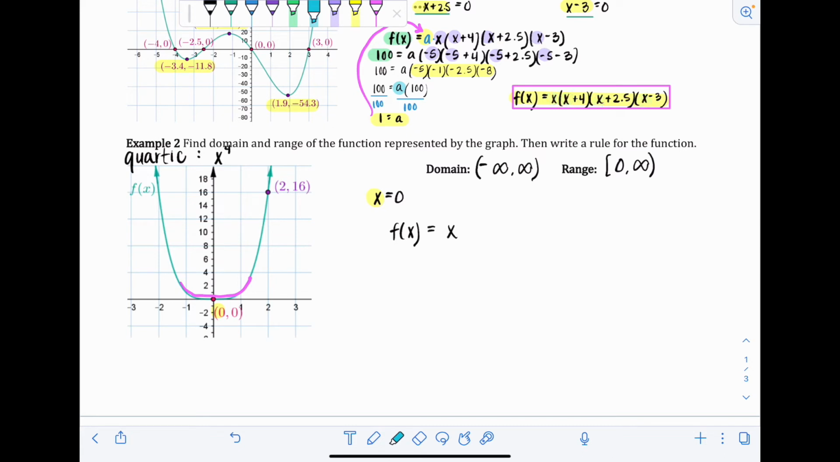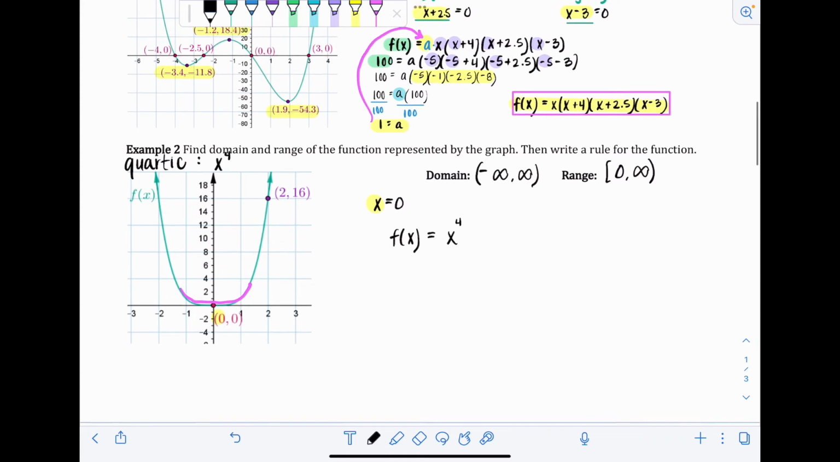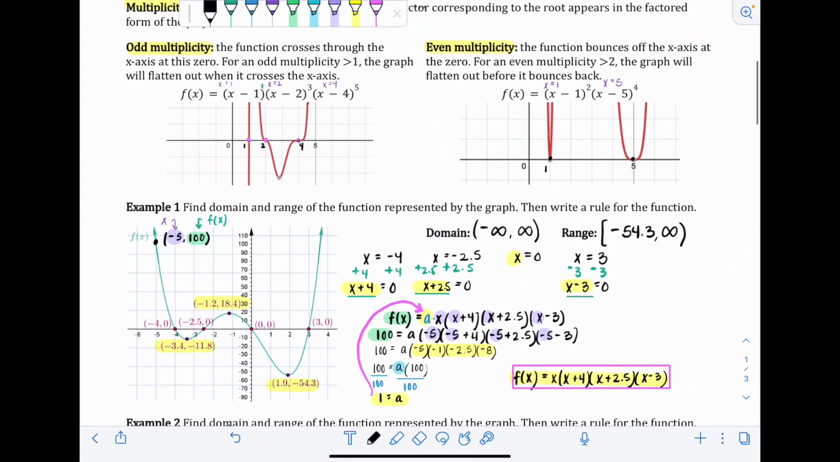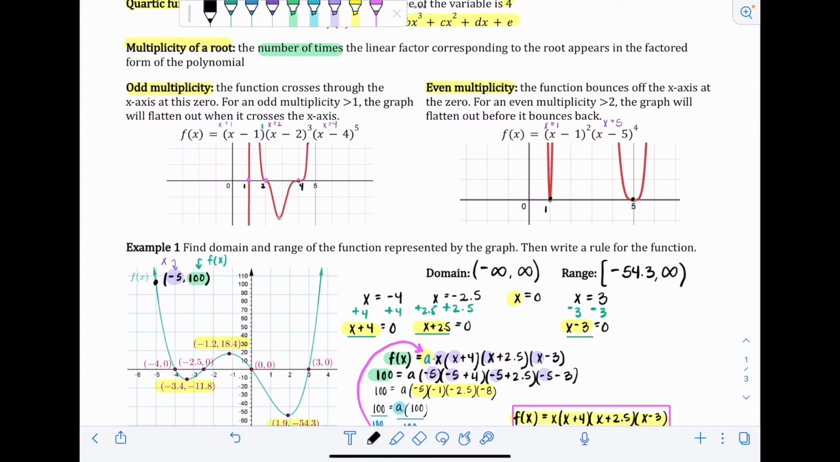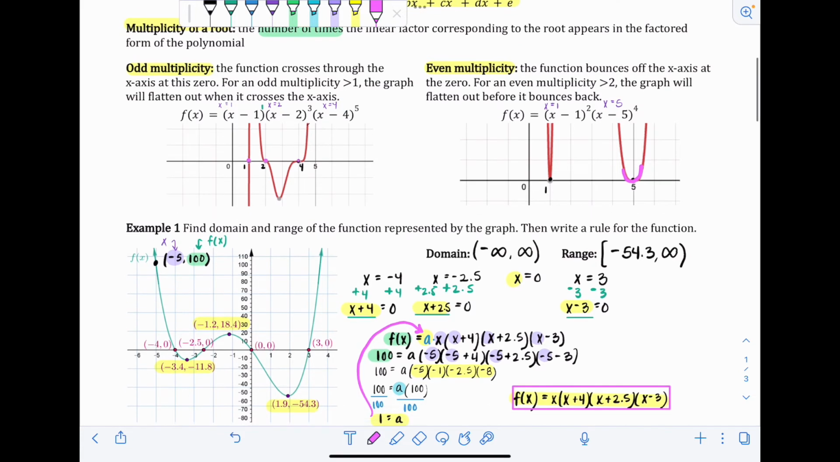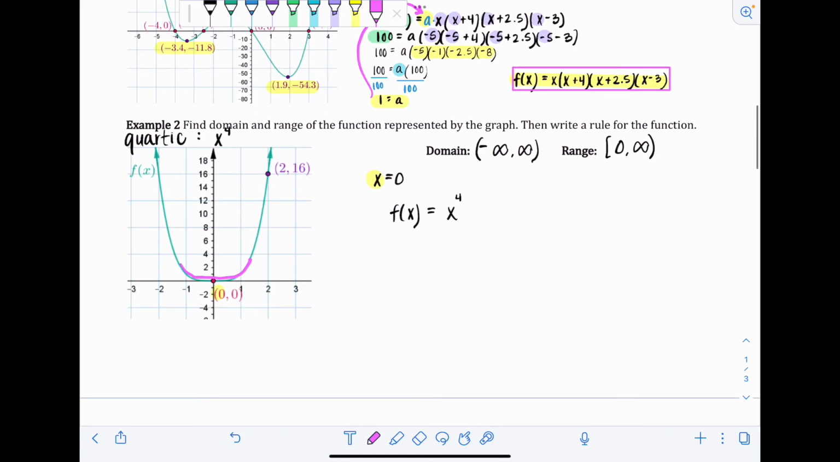So that means that our factor has to be to the 4th power because we just have that 1. And that goes back to when we first talked about multiplicity, how if you have even, it bounces off. And if it's a higher even number, the higher it gets, the more it flattens out around the 0. You can see that it's pretty flat here, around the 0. It definitely doesn't just go like that. That would be more of a quadratic. It's really flat around it. So our factor is going to be x to the 4th.